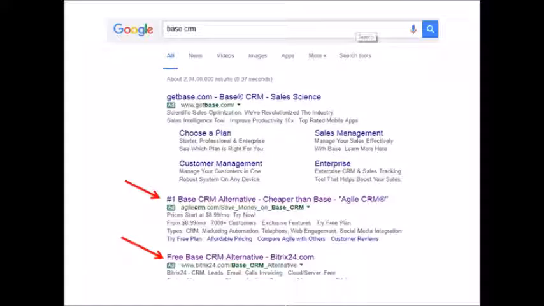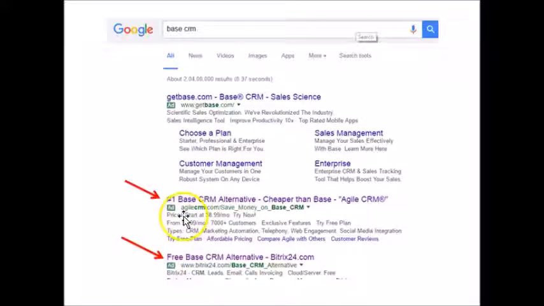When you search for Base CRM, that's what I did. I searched for Base CRM, which is a customer relationship management software, and the first result was definitely from the website itself, but the other two results were promising me better alternatives to Base CRM, right? Now, what you must notice is that someone who goes and clicks here is someone who is quite aware of what Base CRM is, and is now checking out other alternatives, right? So, cheaper than Base, Agile CRM, or a Base CRM alternative, right?